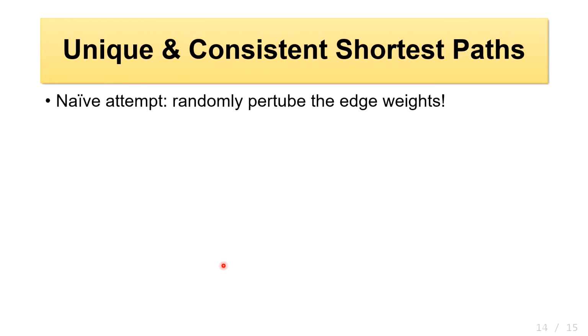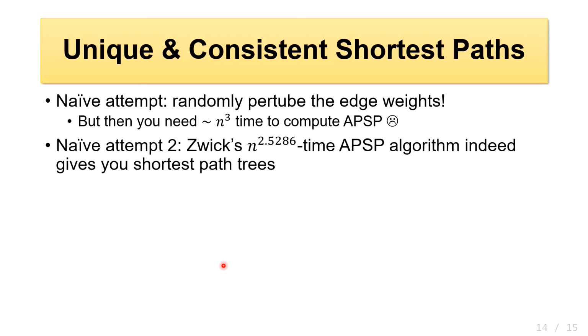So let me show you this is indeed a non-trivial problem. The naive attempt is to randomly perturb the edge weights. But the subcubic APSP algorithm relies on the edge weights being small integers. So if you randomly perturb the edge weights, they are no longer small integers, and it appears you need n-cube time to compute APSP. The second naive attempt is to somehow dig some shortest path trees from Zwick's APSP algorithm. Well, are they consistent? Anyway, I failed to prove they are consistent.